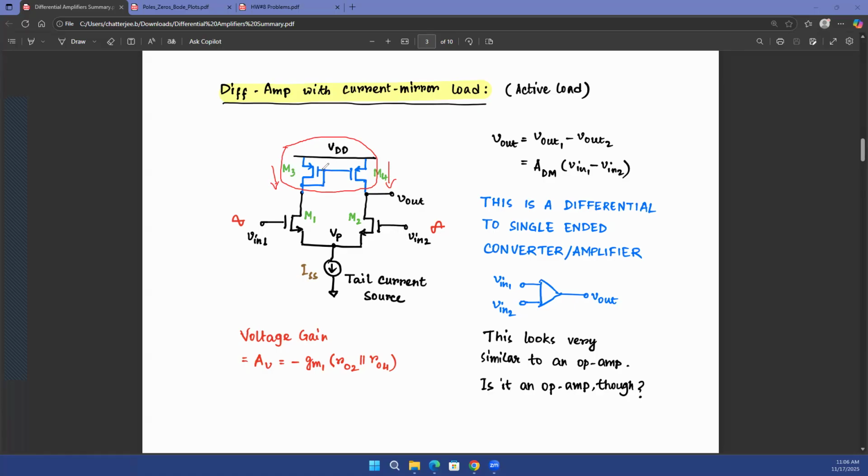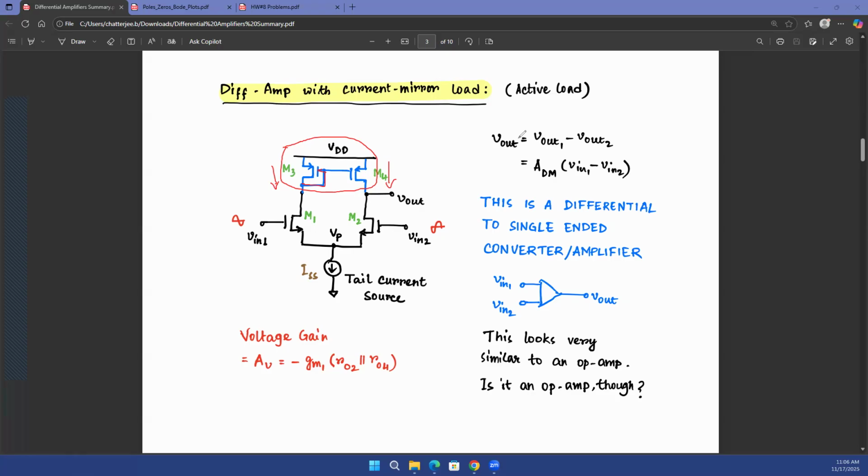M3 is biased automatically because this is a diode connected configuration, which means that M3 will always be in saturation. We know that diode connected transistors are always in saturation because gate and drain are connected together. So VGS is equal to VDS, which is always going to be higher than V overdrive, which is VGS minus VT. So M3 is always in saturation. And since you're mirroring the same current with the same size transistor, M4 is also going to be in saturation.